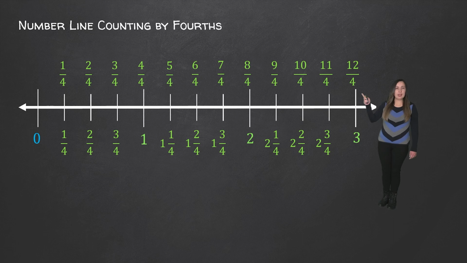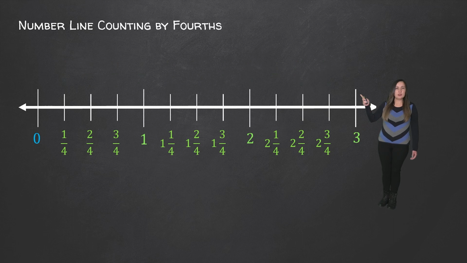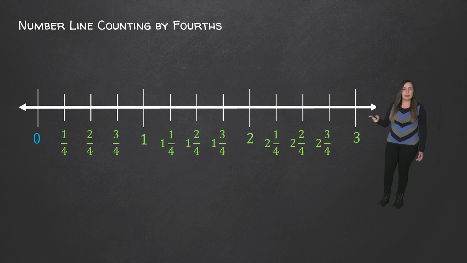Now, we've taken all our improper fractions and written them as either a mixed number or a whole number, so we don't actually need these here. So our number line represents our fractions, our whole numbers, and our mixed numbers counting up by fourths.